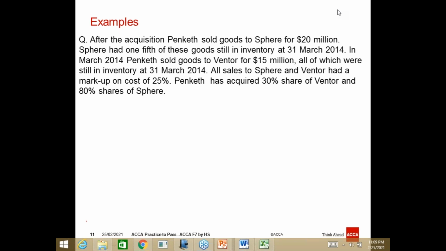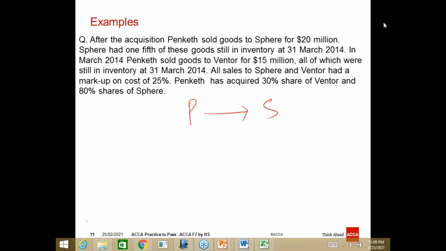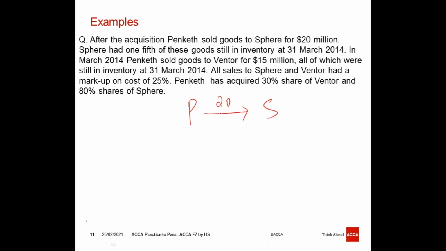Now, let's solve this question. After the acquisition, Pankit sold goods to Sphere. Pankit, you can see here, is a parent company. Pankit sold goods to Sphere, a subsidiary company, for 20 million. And you can see here that one fifth of these goods was still in the inventory. So how can we calculate the unrealized profit?